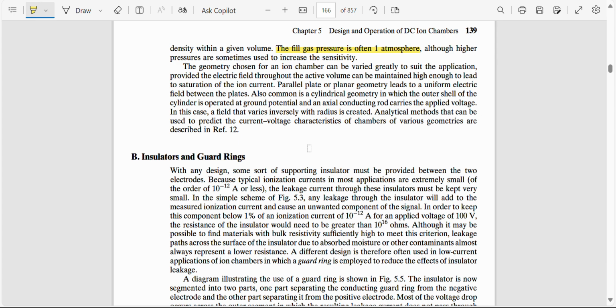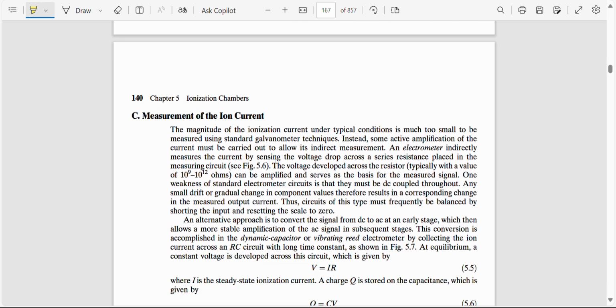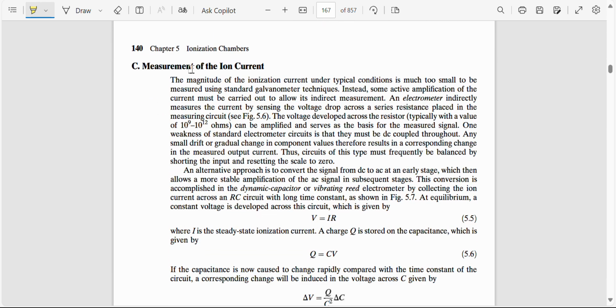Now move on towards the next topic, which is about the measurement of ion current. So how can you measure the ion current? It is simple: we have to measure the current. When we are using a simple circuit, to find the current we use Ohm's law, V equals IR. So to find the current, we use the same expression of Ohm's law.